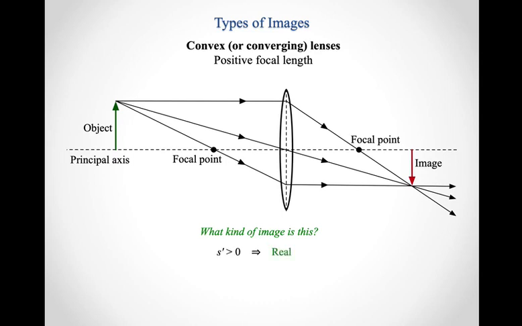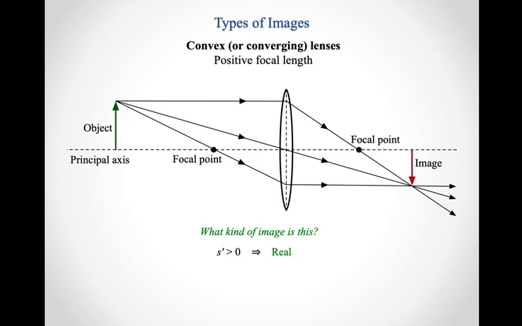Of course, I also know that this is a real image because the image formed on the image side of the lens, so the side where the light goes out, which means that the image distance is positive. So all of those are ways of recognizing that this is a real image that's formed by this lens in this particular configuration.